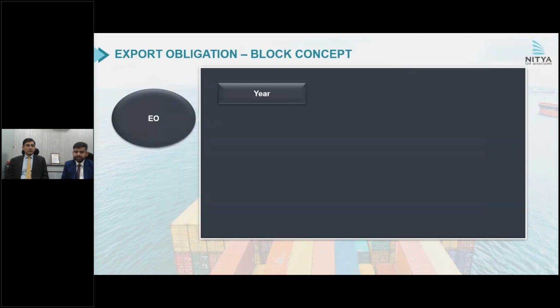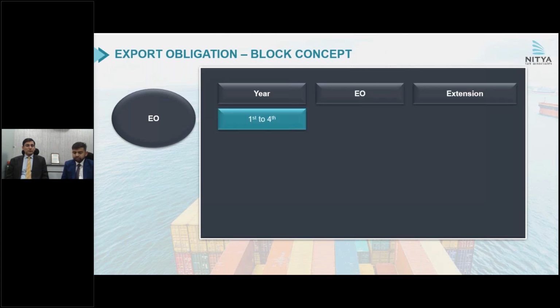So in the previous slide, I mentioned export obligation must be fulfilled block-wise. So from first year to fourth year, like Puneet explained, an EO needs to be fulfilled within 6 years. So from first year to fourth year, 50% of the EO must be fulfilled, and the same can be extended up to 6 years on payment of 2% of the unfulfilled export obligation.